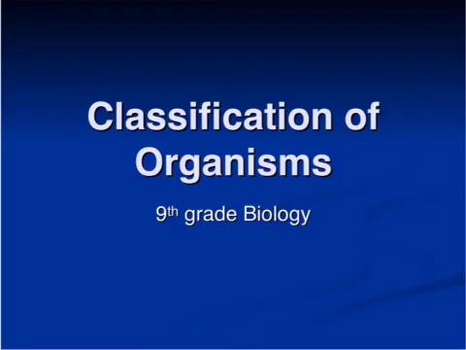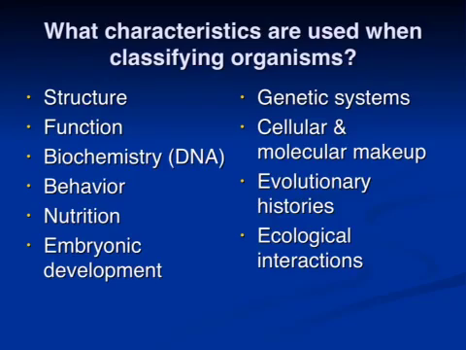Today we're going to go over how organisms are classified. And this is something that I'm pretty sure you've studied before, so hopefully it will be very quick. The characteristics that are used to classify organisms, and don't feel like you need to write all of these down, but structure, function, biochemistry, that's the DNA amino acids that we've been talking about, behavior, nutrition, embryonic development, genetic systems, cellular and molecular makeup, evolutionary histories, and ecological interactions. A whole bunch of stuff.